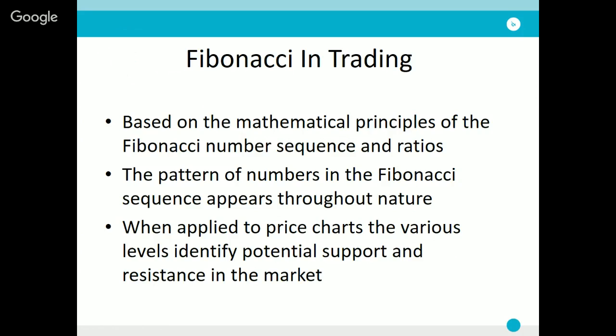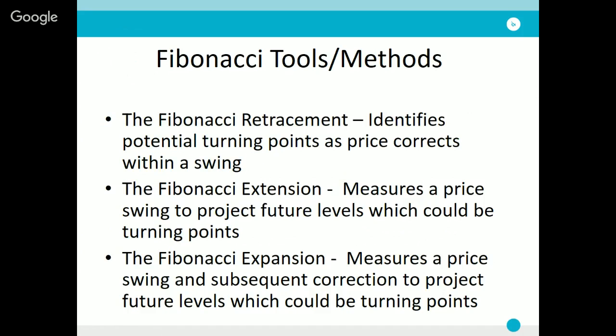But simply put, this is what we mean when we talk about Fibonacci in trading: use of tools to identify price levels based on the Fibonacci ratios and number sequence. And there are a few key tools or methods that help us identify these levels, and these are the ones we're going to focus on in today's session. First of all, we have the Fibonacci retracement. This is where we look to identify levels which could be potential turning points as price corrects within a swing.